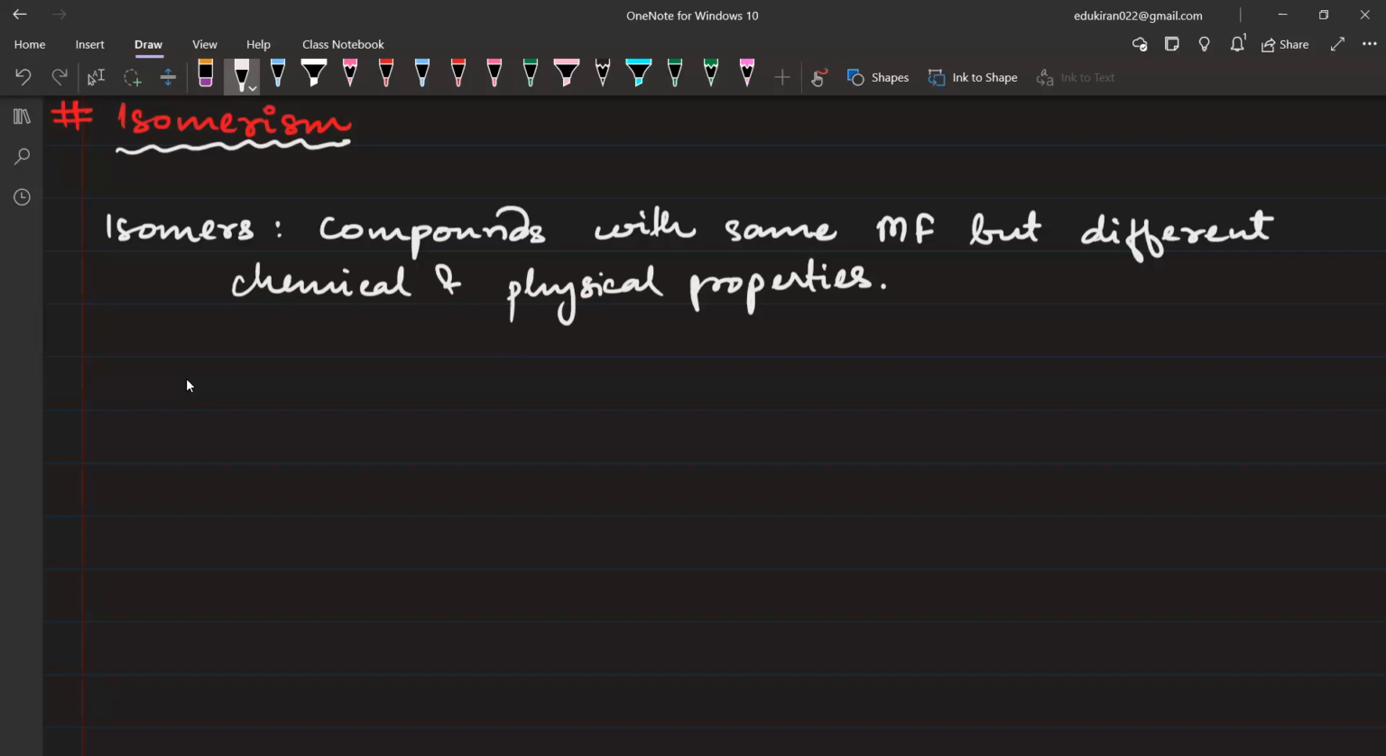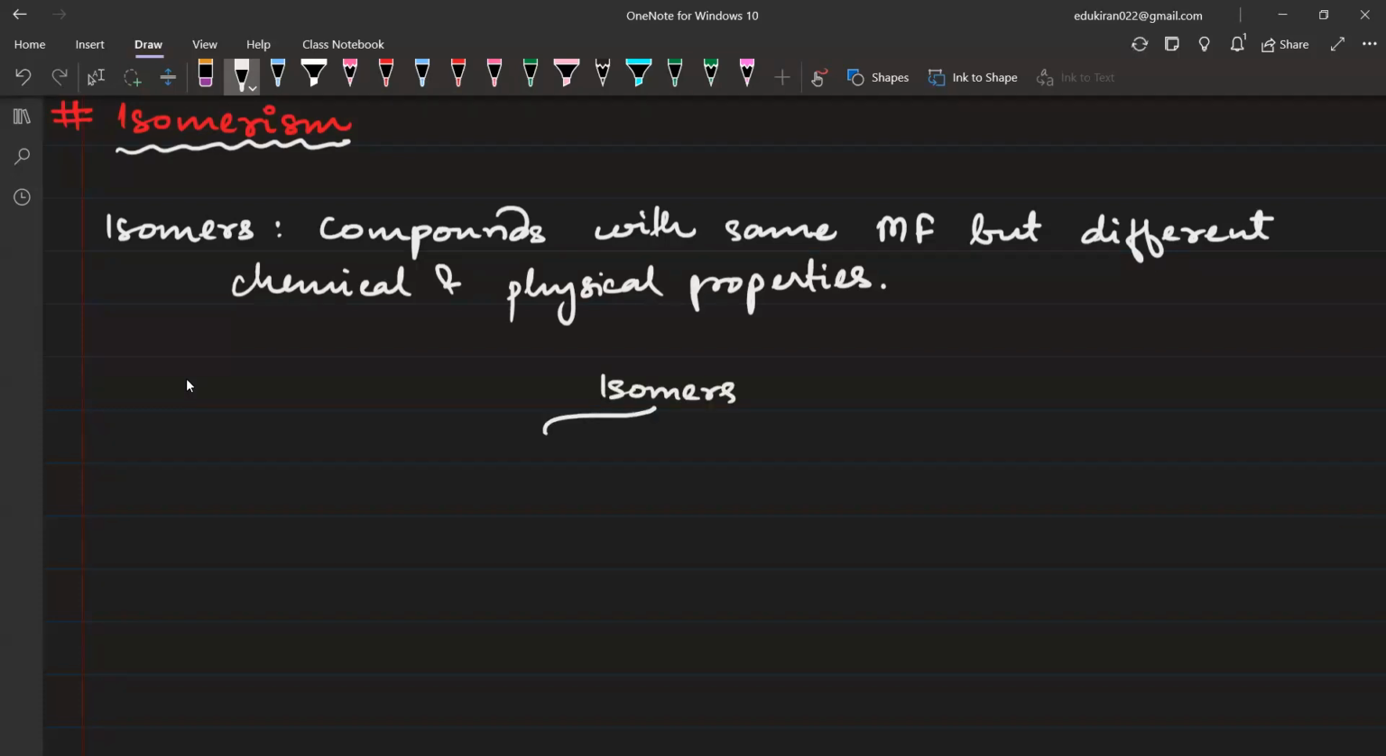ठीक है? So isomer is a relationship when two compounds have the same molecular formula but different physical and chemical properties. ठीक है? तो compounds जिनका molecular formula same है but chemical और physical properties अलग. ठीक है? So always it is going to be two compounds या उससे ज्यादा भी हो सकते हैं but at least two compounds के बीच में relationship है. Okay, fine. These two compounds are isomers of each other. Now isomers can be divided into two main categories.